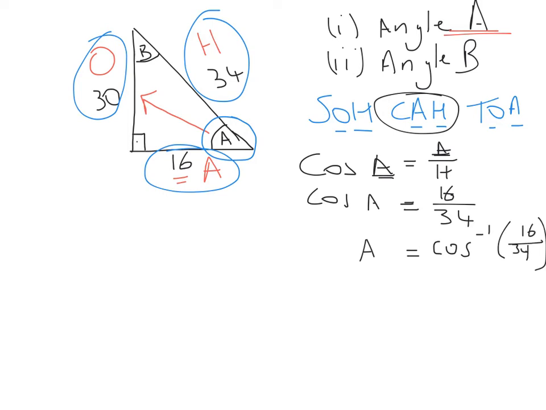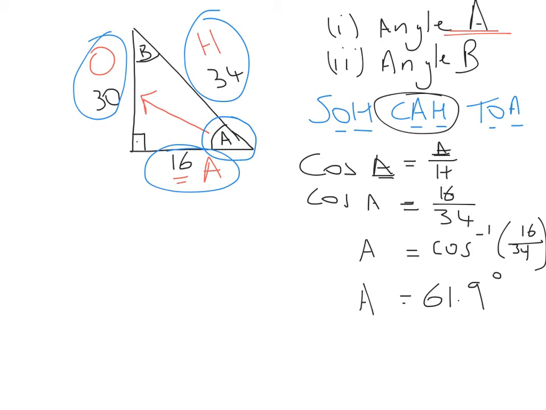So all you guys need to do now is on your calculator do shift cos, and you should see cos minus 1, then do your fraction button, 16 over 34, and that gives me an angle A is equal to 61.9 degrees. I've rounded that to 1 decimal place.